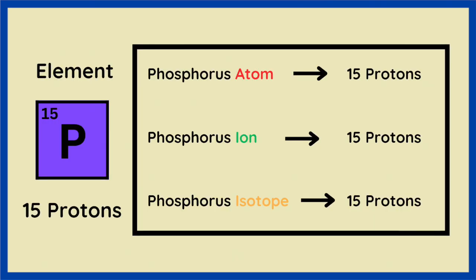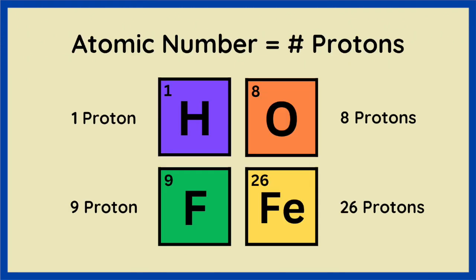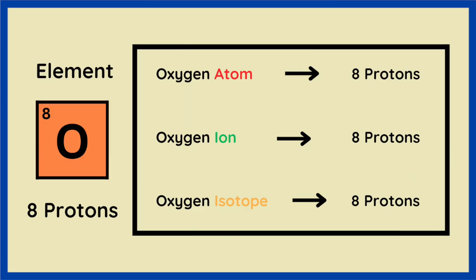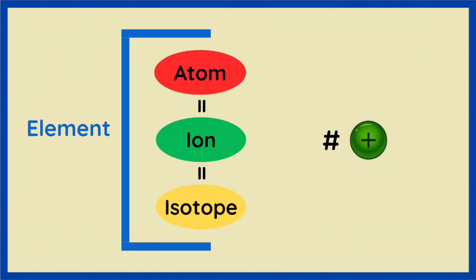So applying our logic from earlier, because the element of phosphorus has 15 protons, so too do the atoms, ions, and isotopes of phosphorus. And this is unique and distinguishing element to element. So for example, oxygen is the element with 8 protons. So all of its atoms, ions, and isotopes each by definition have 8 protons as well. Thus, for each individual element, atoms, ions, and isotopes share the same number of protons.